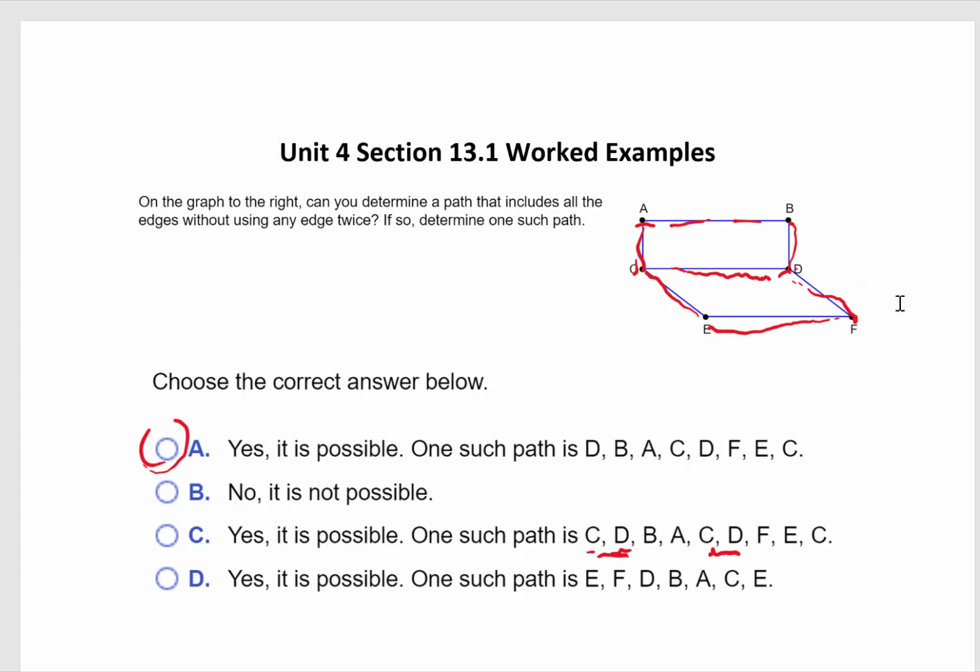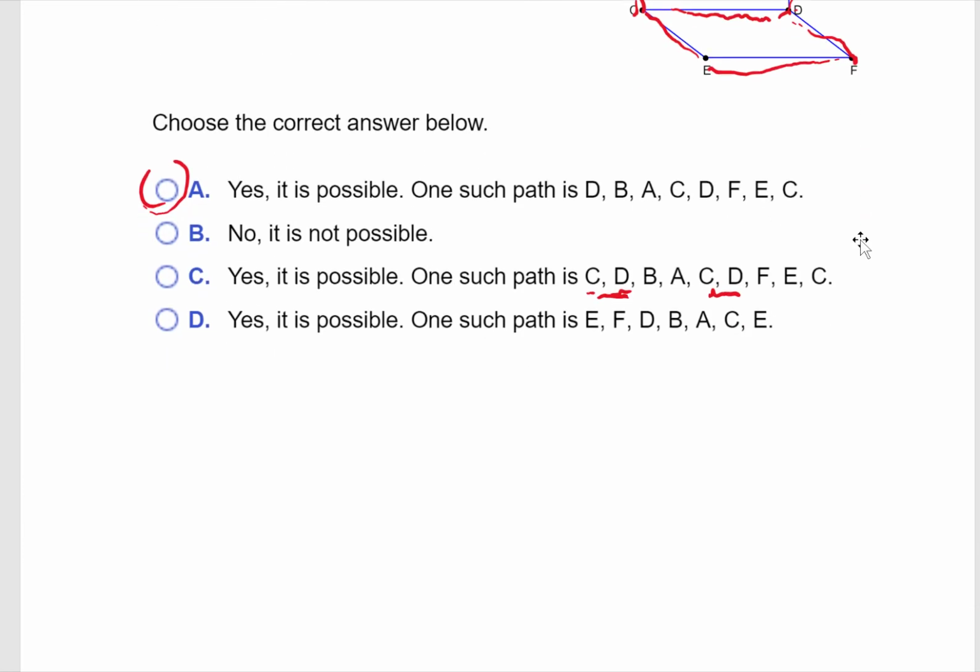And I should mention in the next section in our class, we're going to learn some ways to determine whether or not there are this type of path and this type of circuit also without having to just guess. So we'll have some theorems to work with.